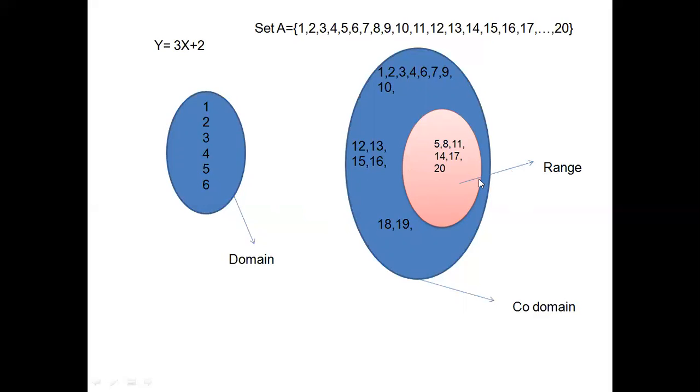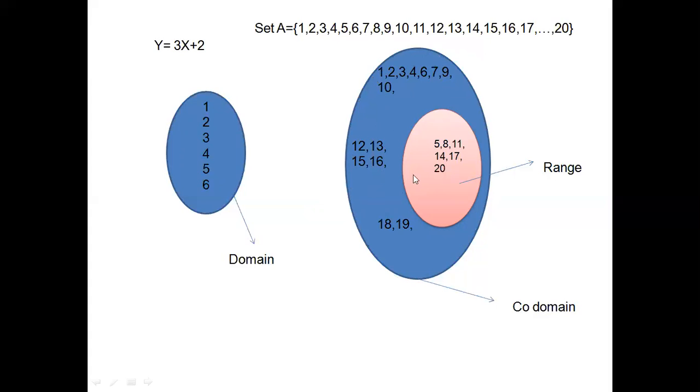Now, what is the codomain? The codomain is the expected output, from where we see the expected output. Naturally, we see the expected output in the set A. So set A itself is a codomain. So the values 1, 2, 3, 4, 5, 6, 20 are in the codomain. All the values in the set remain in the codomain.